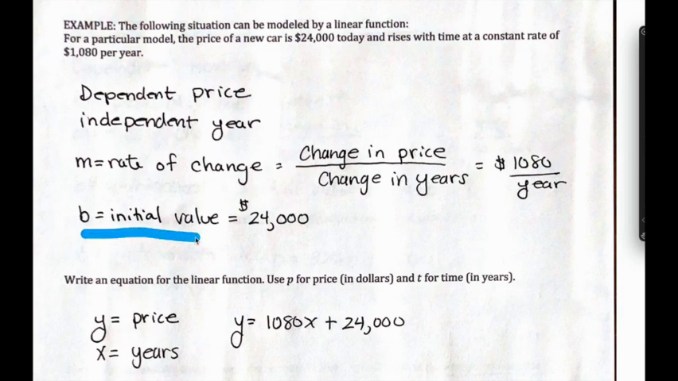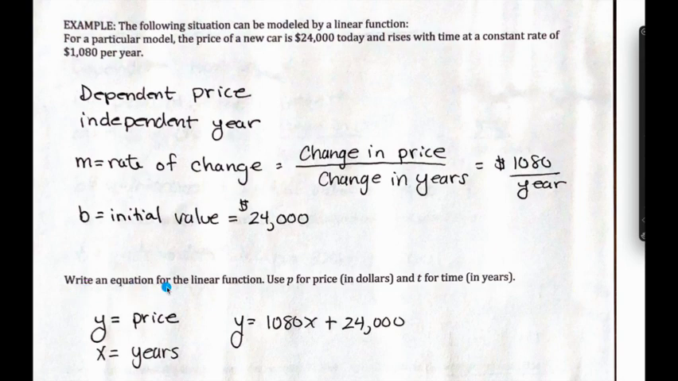And our initial value where it starts at was 24,000. So when we set up an equation for this, where Y is the price and X is the number of years, this is our slope. That's our rate of change that goes in front of the X. And then here's our initial value, which is our B.